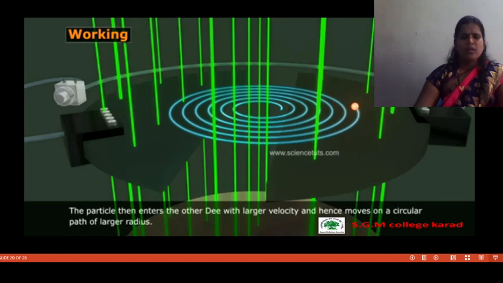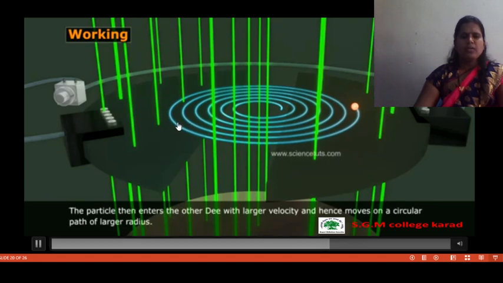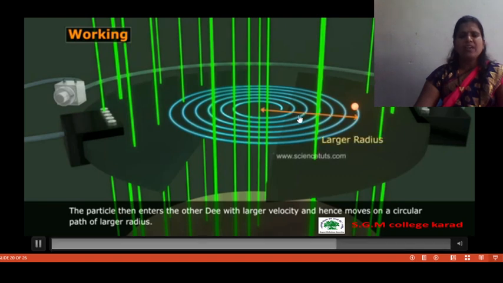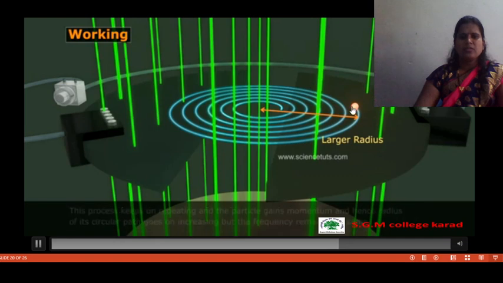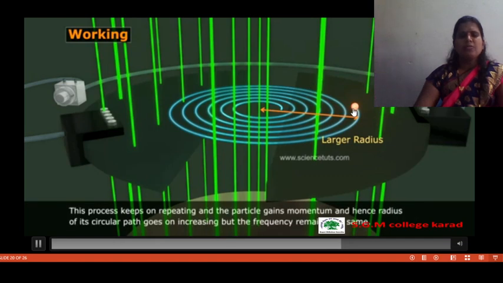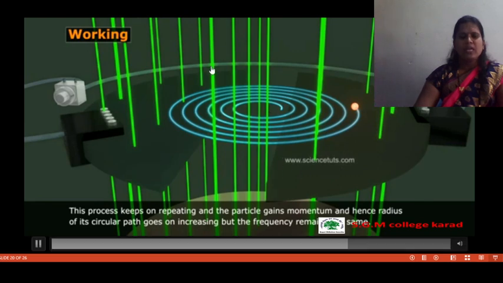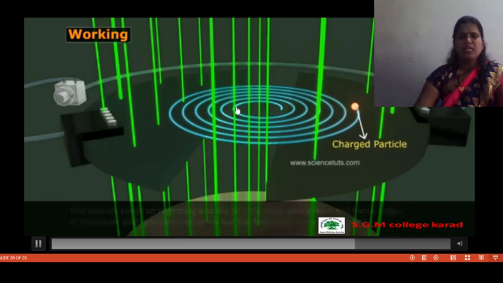The particle enters the other D with a larger velocity, hence it moves on a circular path of larger radius. The process keeps on repeating and the particle gains momentum, hence the radius of the circular path goes on increasing. The radius goes on increasing but the frequency remains the same.